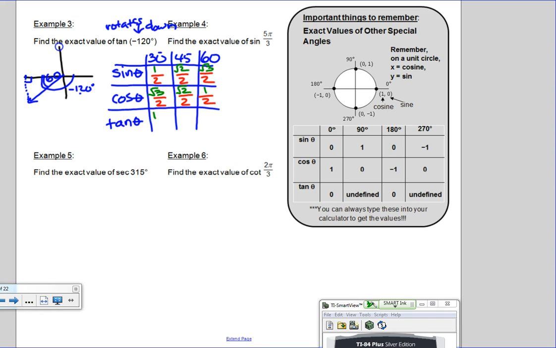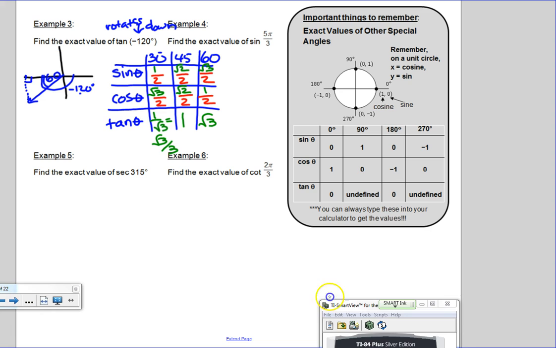So 1 over radical 3, which we can rationalize, radical 2 over radical 2, which is 1, and radical 3 over 1, which is radical 3. So this is the only one I have to rationalize, and it's going to come out to be radical 3 over 3. Okay, so now I know it's a 60.